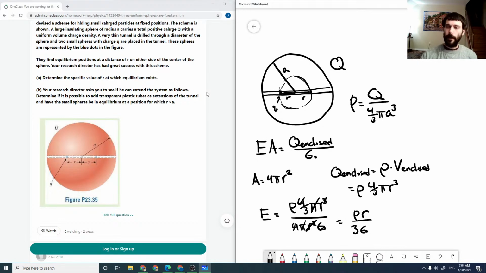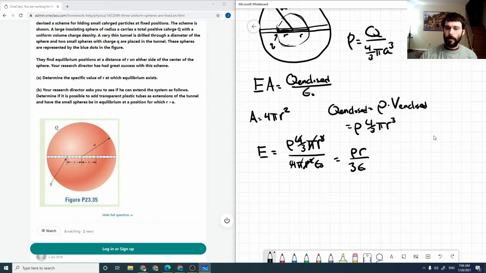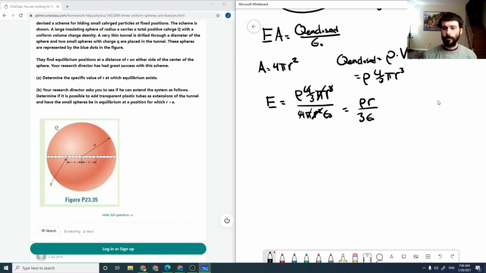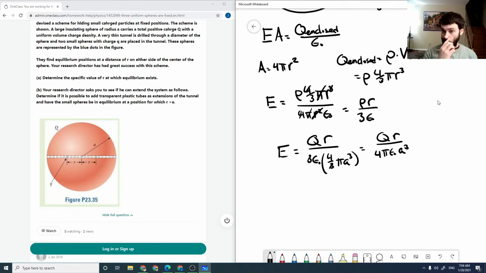So then putting that into our electric field, we get charge R over 3 E naught times 4/3 pi A cubed, so the 3's will cancel. And we get QR over 4 pi E naught A cubed. So that's our electric field at a point R.